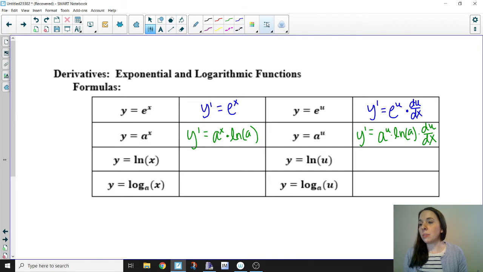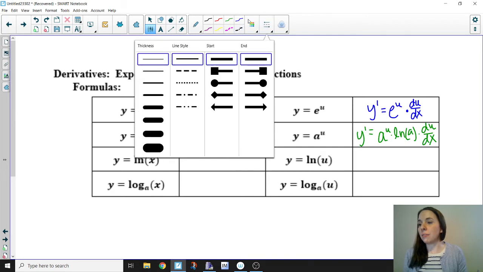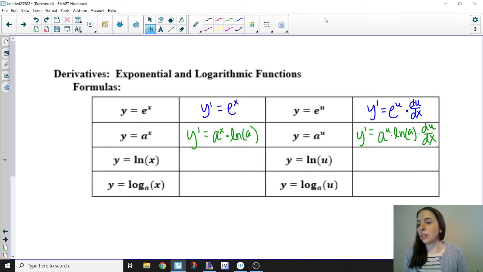So again, the most important thing that we need to take from that information that we had in the box was the formula itself. If y equals the ln of x, y prime is 1 over x. Or in u form, if y equals the ln of u, then y prime is 1 over u times du over dx.